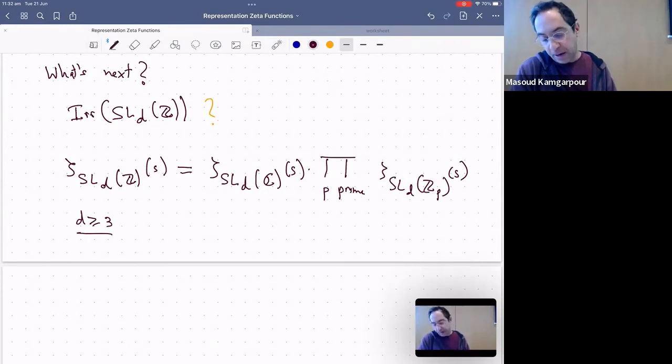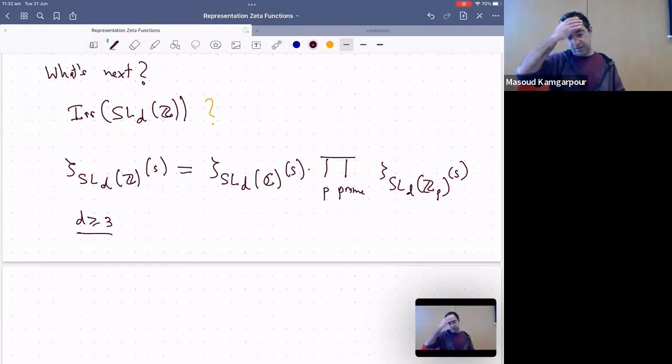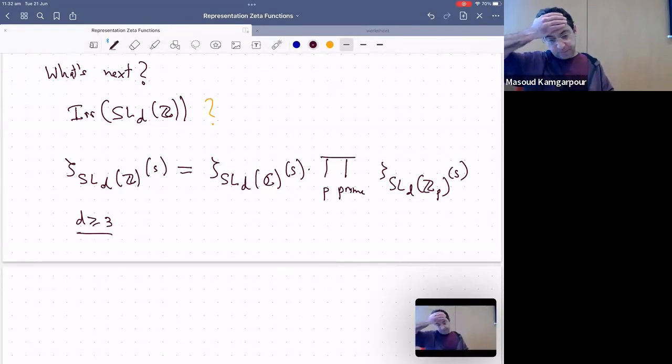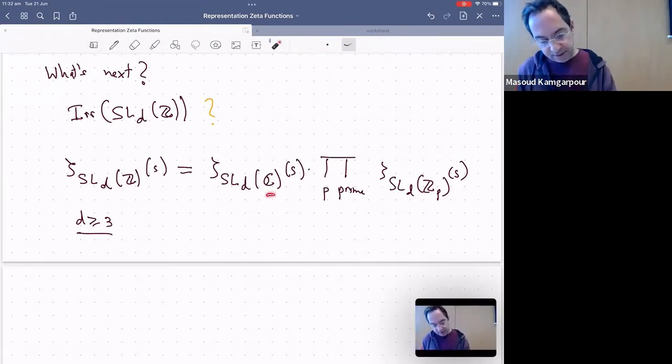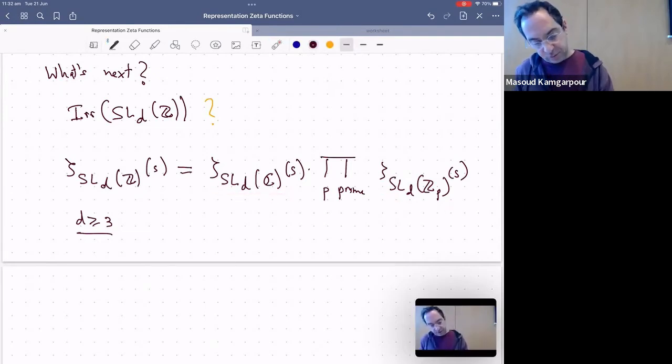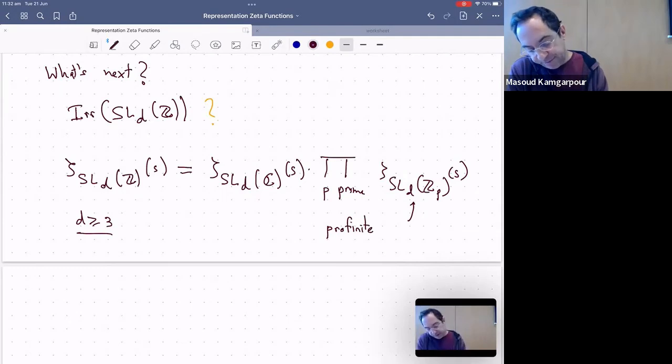And now, why is this Euler product true? And how are these things relevant here? And if you think about this group here, SLDZP, this is a profinite group, which I will define soon. It's profinite. In fact, it is a p-adic analytic group.